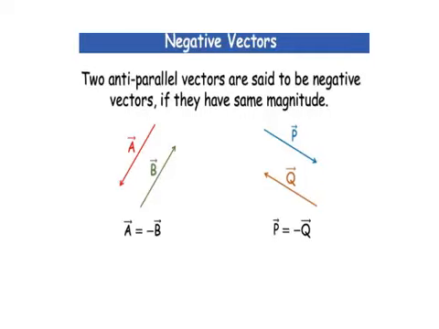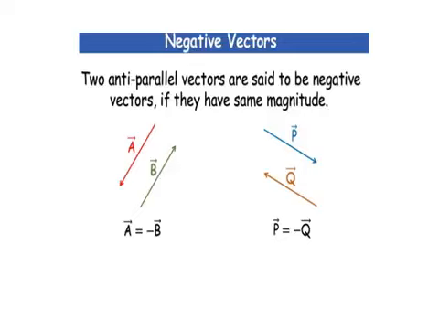The next type of vector is negative vectors. Two antiparallel vectors are said to be negative vectors if they have the same magnitude. What is the main condition for the antiparallel vectors? The vectors must not be parallel. So if you see in figure number 1, the vectors A and B are in the opposite direction. That represents they are not parallel, they are antiparallel, but at the same time they have the same magnitude. So it defines the definition of negative vectors.